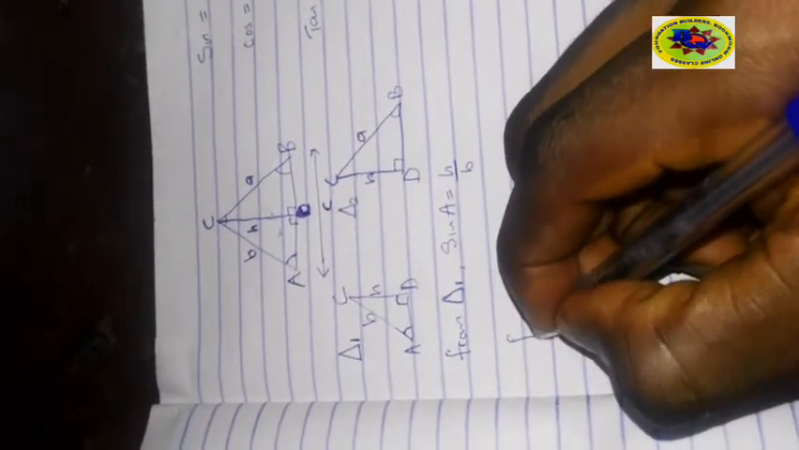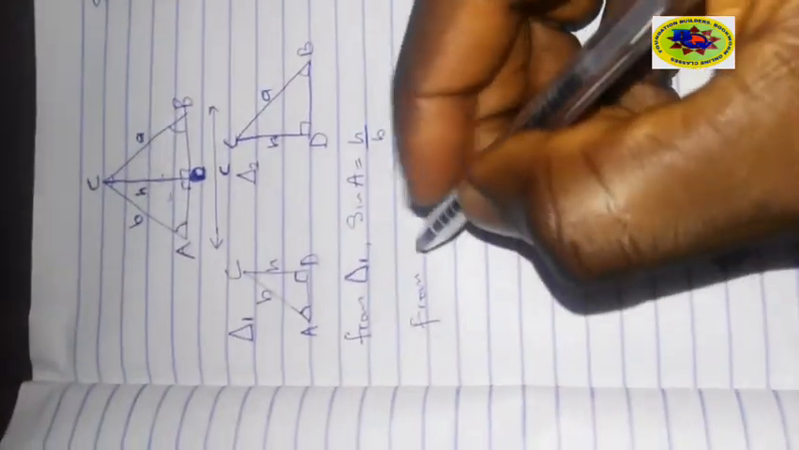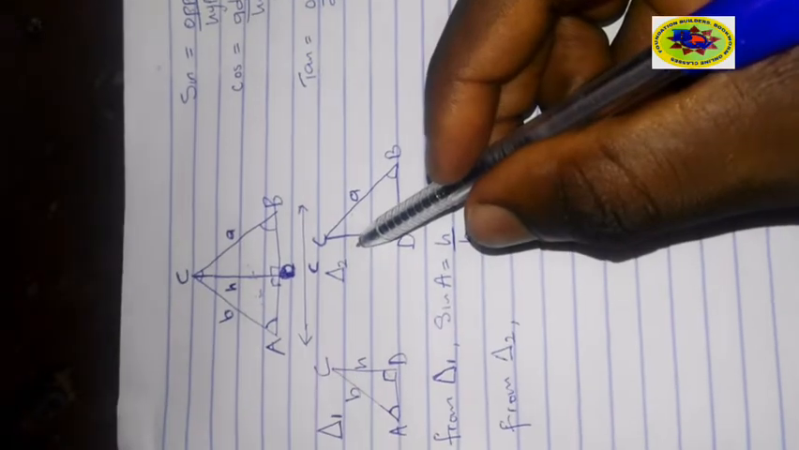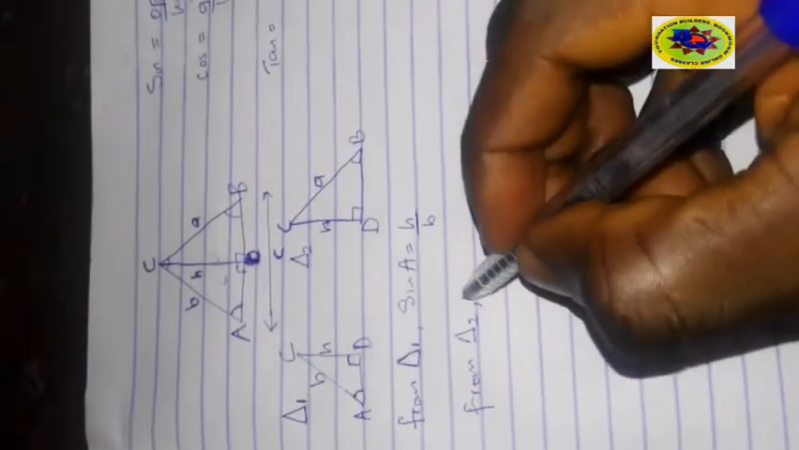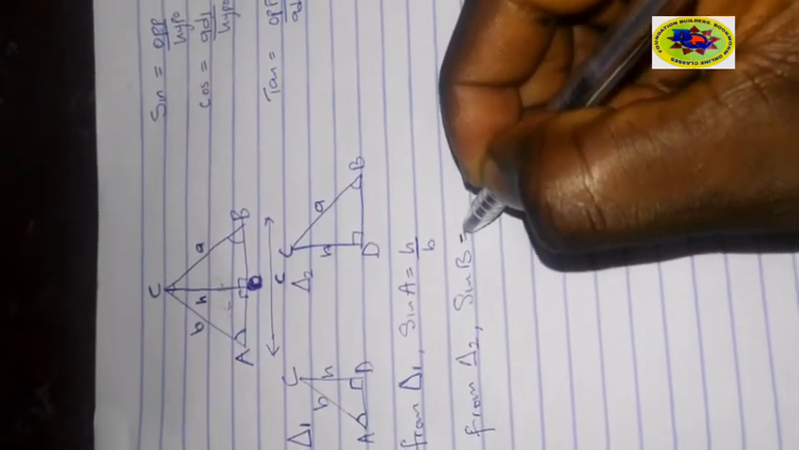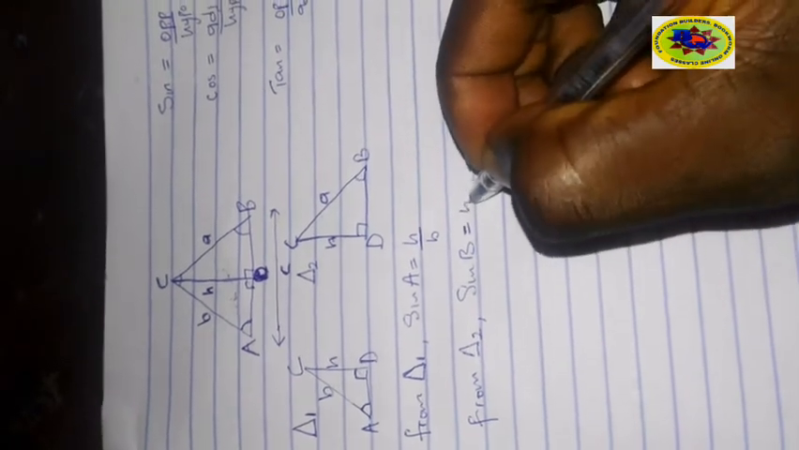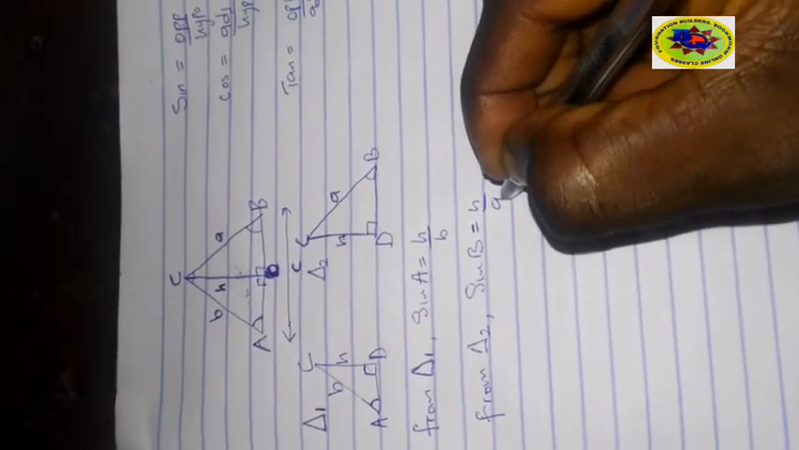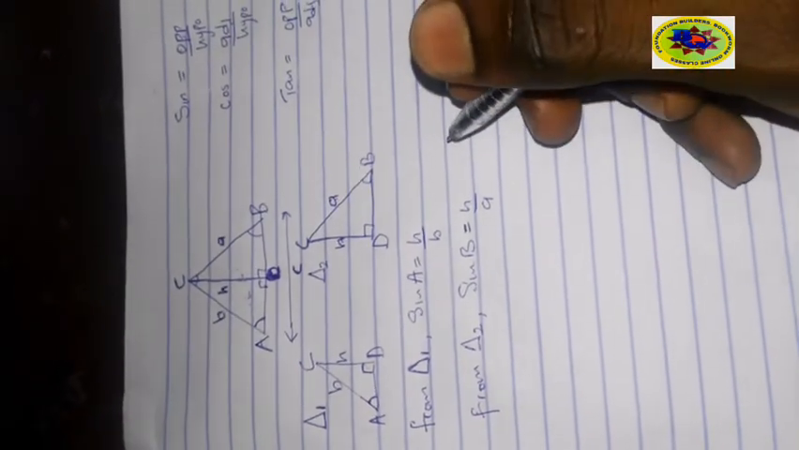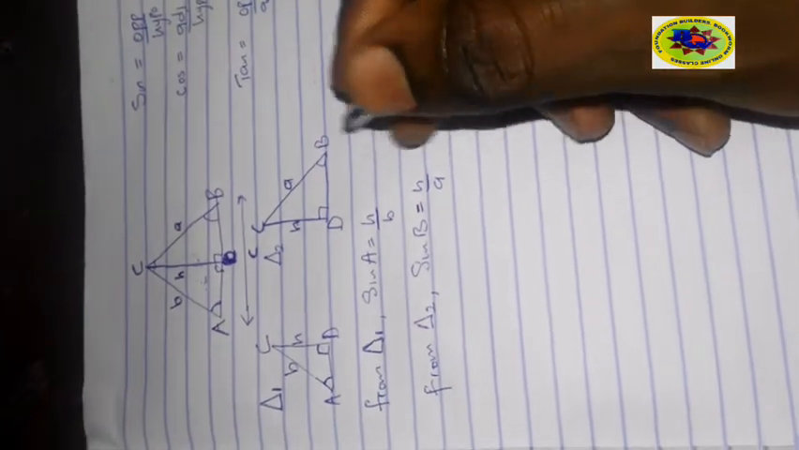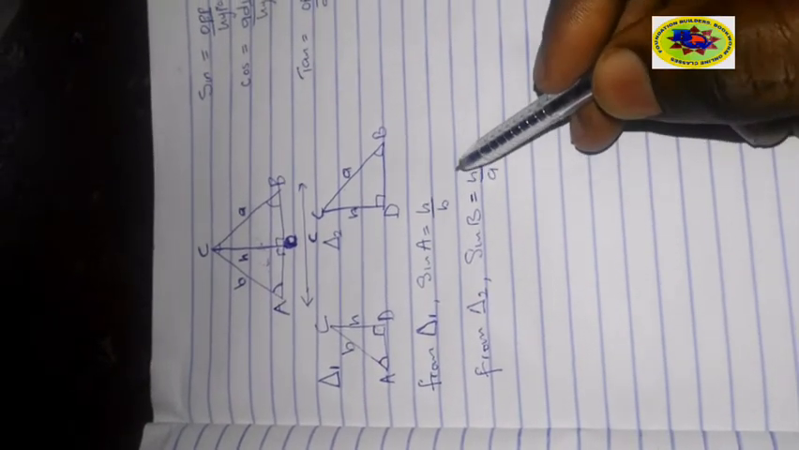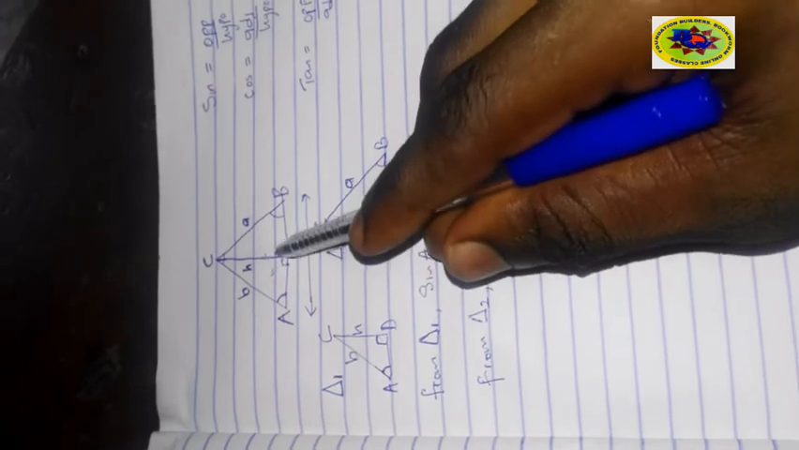Now from the second triangle, let's find sine B. Sine B is equal to the opposite, h, all over the hypotenuse, which is a. This is the opposite, the side opposite the angle, and this is the hypotenuse. So now we are done with this. Let us cross multiply. Remember this h and this other h are equal since they come from one triangle.